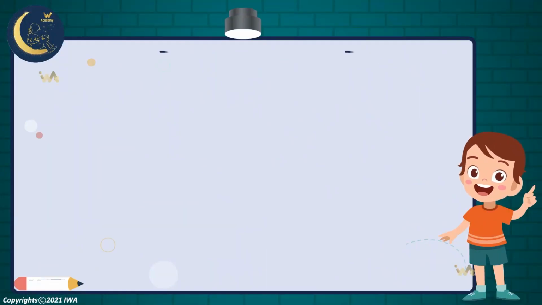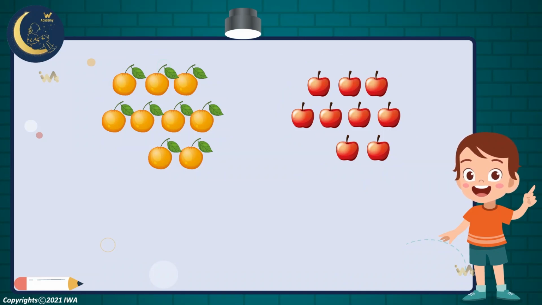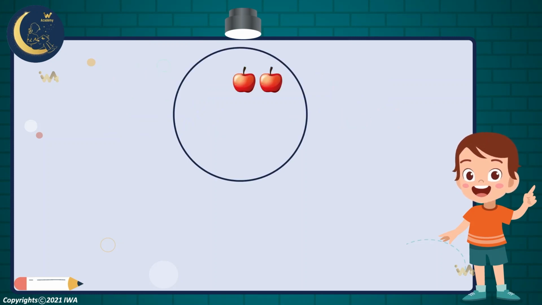Hello friends, look at these fruits. Here we have 10 apples and 10 oranges. In each of these groups, the number 10 was formed in different ways. Are you ready to learn about these ways? Let's start with these apples.